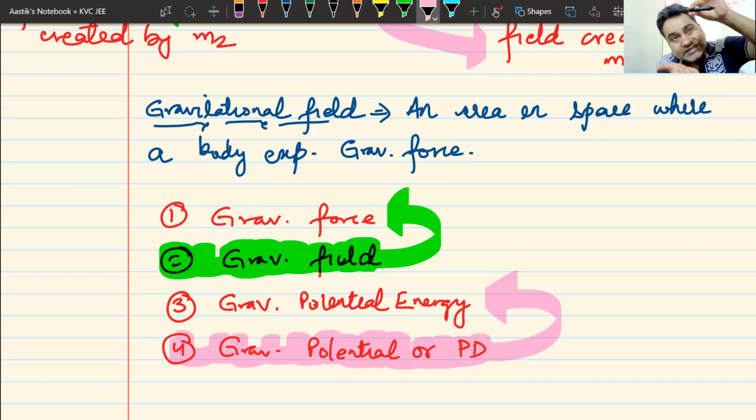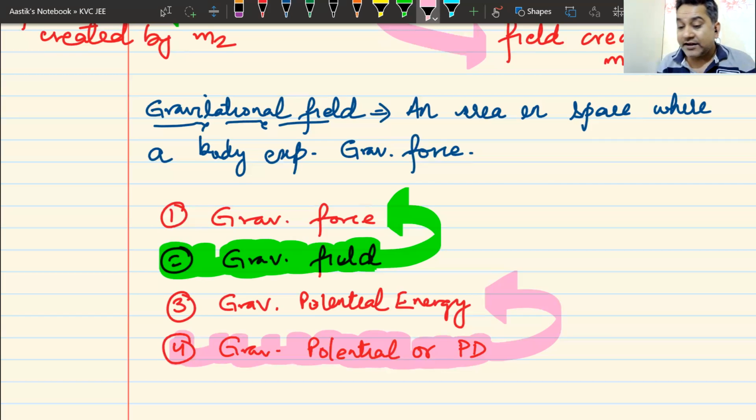That means when it is placed here, even though it is not doing any work, it has the ability to do work. It is not doing work, but it has ability. And how much ability it has depends on where it is placed. If it is further up, it has more ability. If it is very low, it has less ability. More, less. So it has this ability because it is placed somewhere.